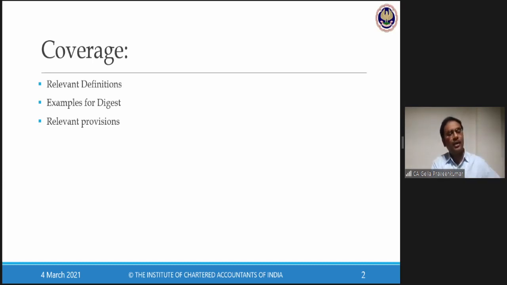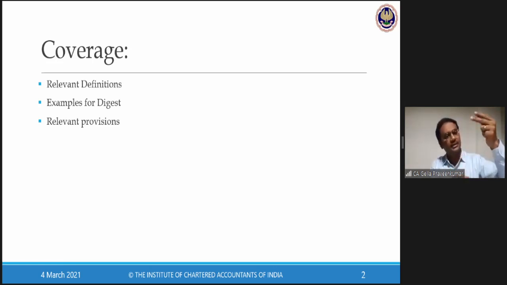The reason is that there are a couple of provisions where we have to interlink the definitions, time of supply provisions, and place of supply provisions. I repeat: definitions, time of supply, place of supply.